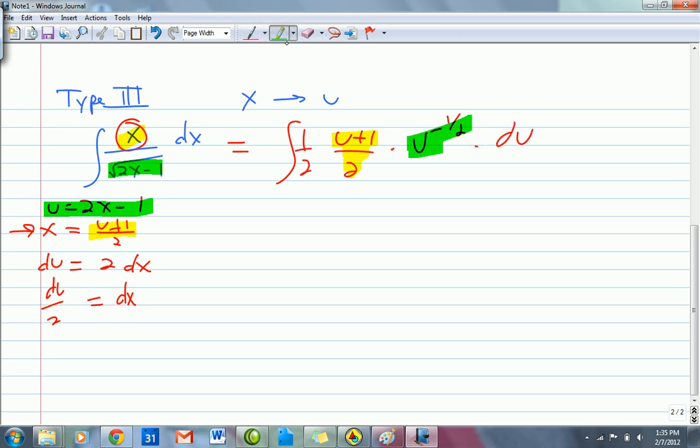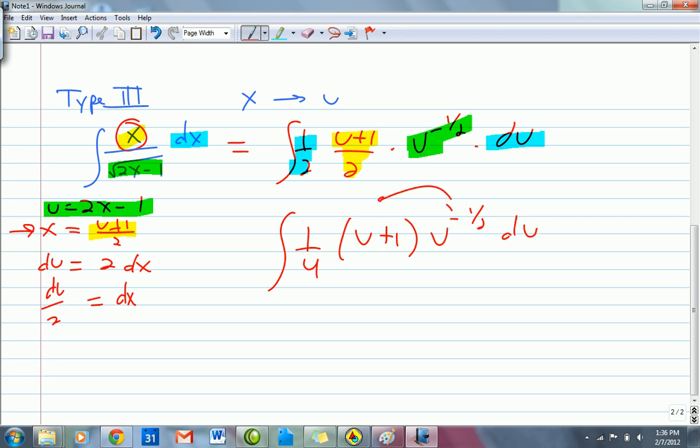Okay, so that's my third substitution. Half of du, that's my dx. So I just substituted, and now let's see if that's helpful. So I'm going to multiply. I got a 1/4, I got a half times a half, and then I'm left with a u plus 1 times u to the negative 1/2 du.